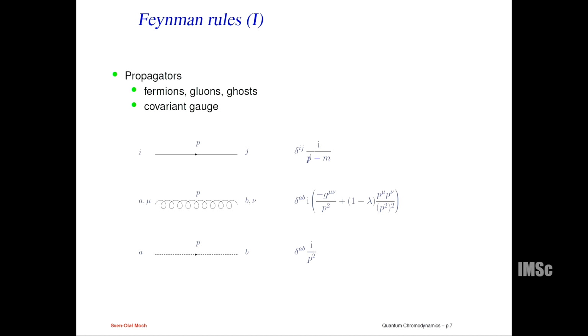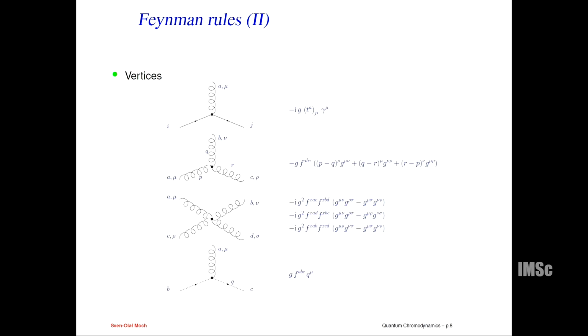The ghost doesn't have any Lorentz structure, so it's just i over p squared here. And then you also derive the Feynman rules for the vertices, the one for the quark gluon interaction I've just explained to you, and then the ones for the 3 and 4 gluon interactions, which are a bit more lengthy. So you see you have in total 6 terms for the 3 gluon interaction, which account for all the combinations of gluons with Lorentz index mu, momentum p, nu, momentum q, and rho, momentum r. Those are the combinations.